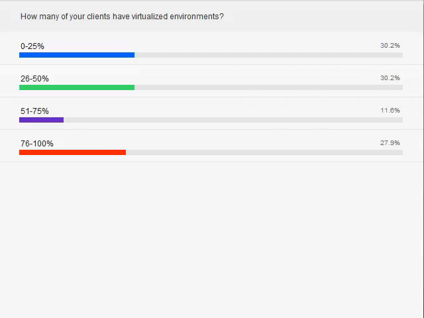Interesting. So 30% are saying that they have 0 to 25% doing virtualized environments, and 30% are saying they have 26 to 50%. So on the smaller end of things, for sure, for 60%. And then look at this, 27.9% say 76 to 100% of their clients have virtualized environments. Hey, Ted, does that line up with what you are seeing out in the marketplace today?